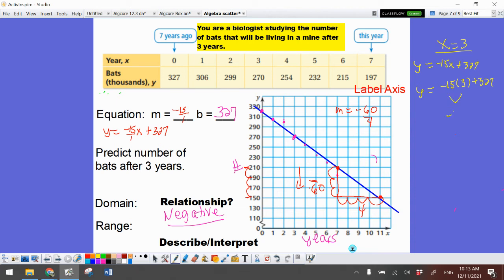Negative 15 times 3, well, that's negative 45. And then we can use those two and get a total. So 327 minus 45, that's going to give me an approximate value of 282 bats 3 years from now. Okay, 282 bats.